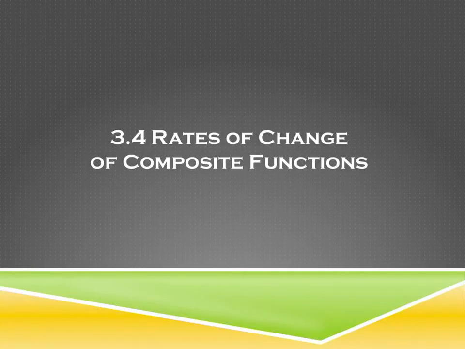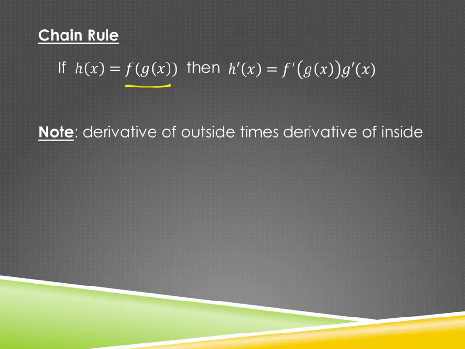All right, so last time we started section 3.4. We didn't finish, but we started section 3.4, which is rate of change of composite functions. And we talked about composite functions as being a function embedded inside of another function. The way that we take the derivative of a function like that is we take the derivative of the outside and we rewrite the inside exactly like it already is. And then we multiply by the derivative of the inside.